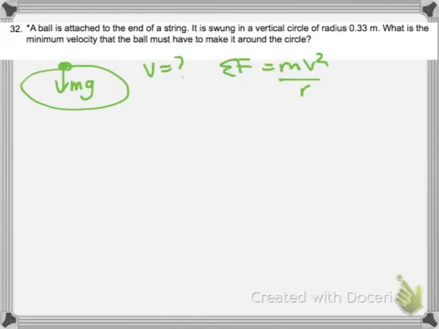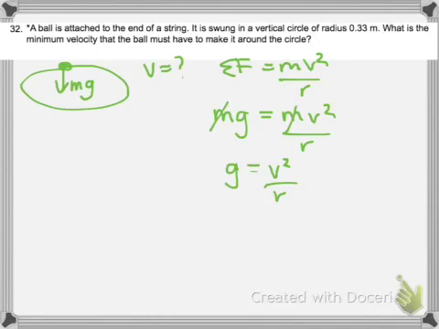Now, our net force, what we know of our force is mg. So we're going to have mg equal to mv squared divided by r. Since we have m on both sides of the equation, we can cancel out m, and we're left with g equals v squared divided by r.